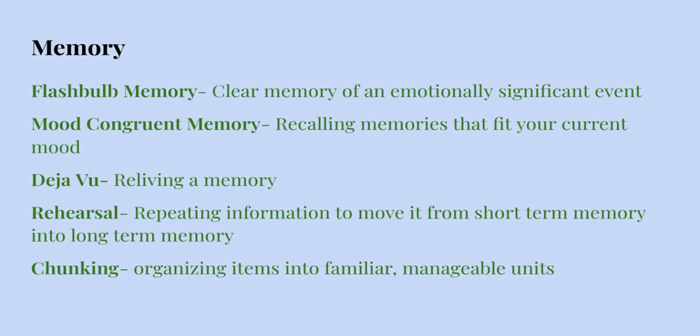Deja vu is reliving a memory. An example would be recognizing a stranger you feel like you know, even though you don't, or finding a sequence of events to be familiar or feeling like you've been in that situation before. Rehearsal is repeating information to move it from short term memory into long term memory. This would be like studying flashcards for a test so you can remember it better. Chunking is organizing items into familiar, manageable units. An example of this would be when we're giving somebody our phone number, we give them the first 3 digits and then the middle 3 digits, and then the last 4 digits instead of all 10 at once.